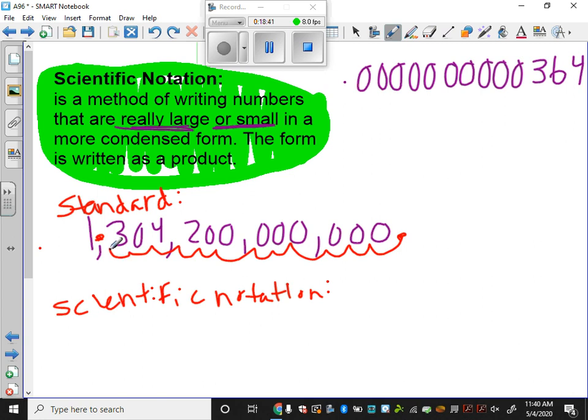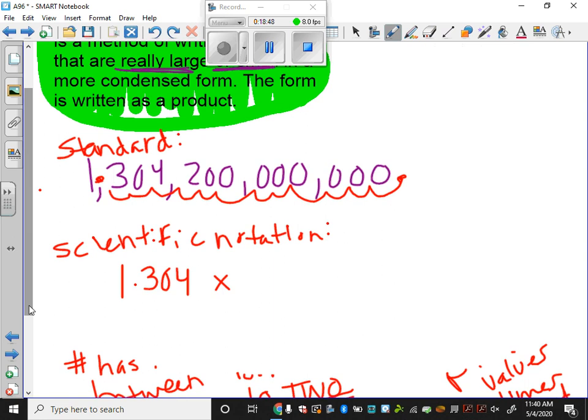So now what I'm going to do, I'm going to write this number down, and I know some of you are like, you can't write that number, that's not right. Well, we're going to get there in a second.